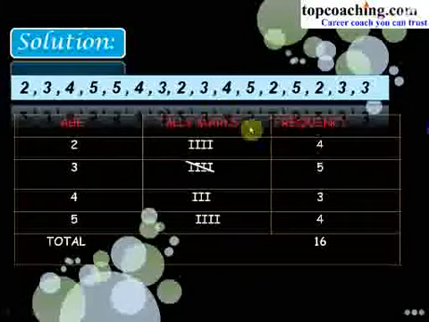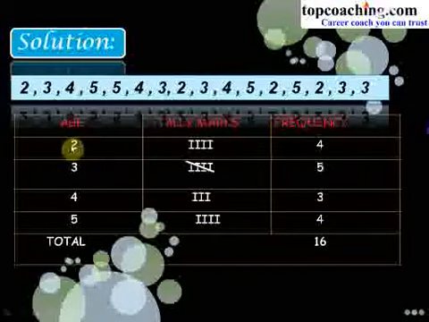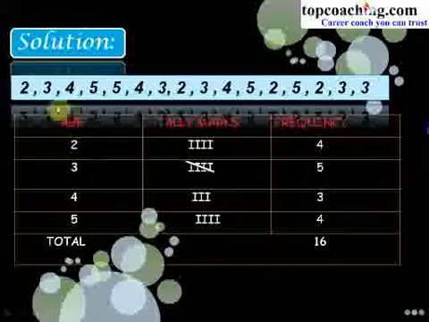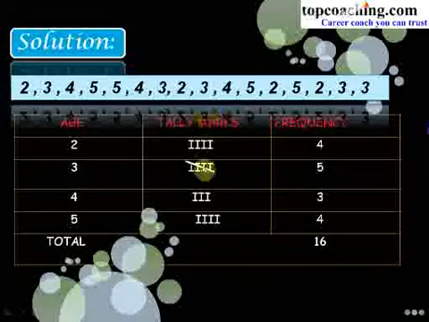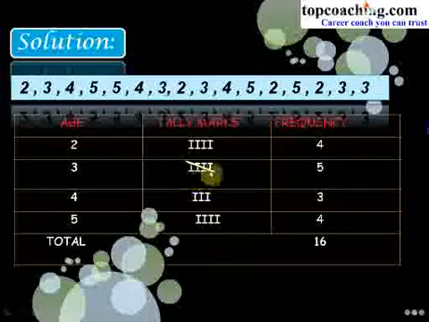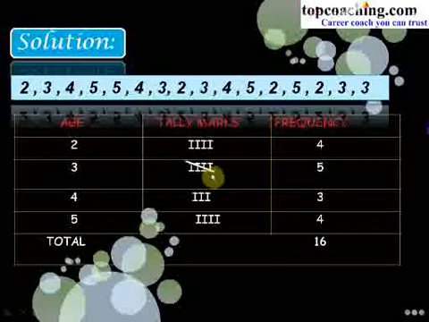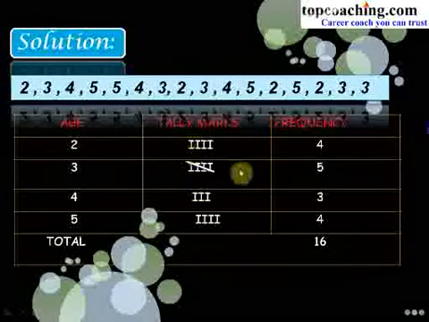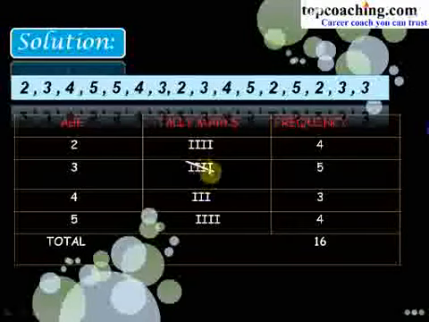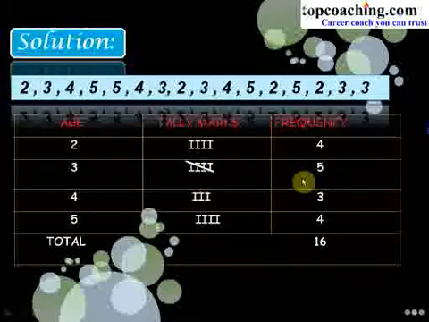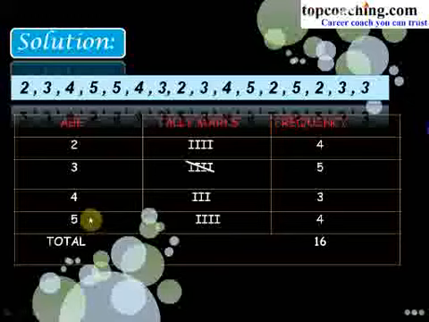For example, we have seen from this series, 2 occurs 4 times. So here we write 4. For 3, in the given series, we have 5 times 3. So what we did, we put a vertical bar 4 times and the fifth bar crossing diagonally the first four. So it becomes a bunch of 5. So here we write 5. Similarly with the 4 and 5.